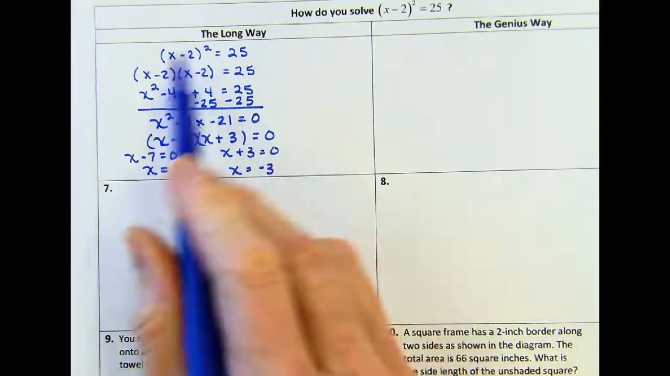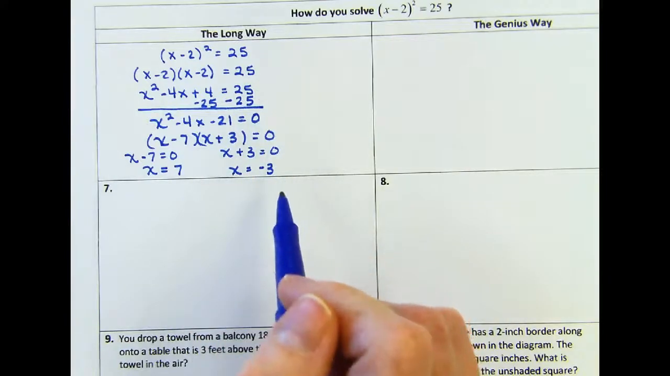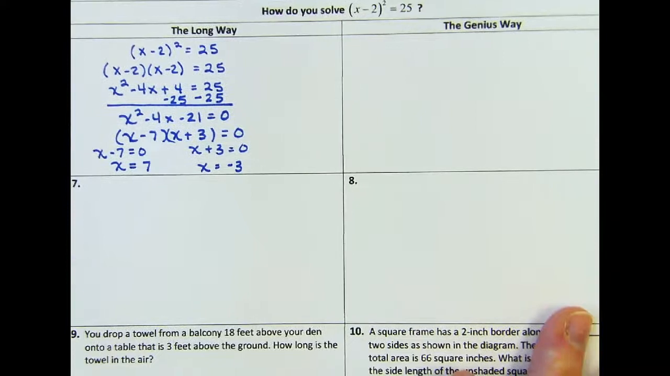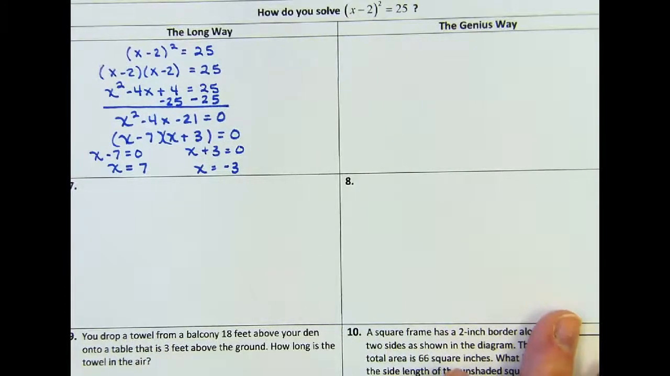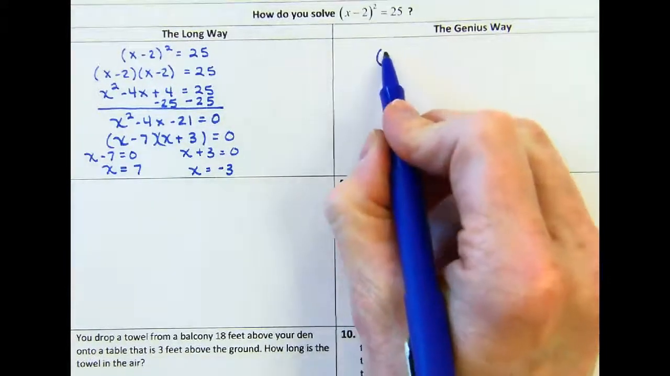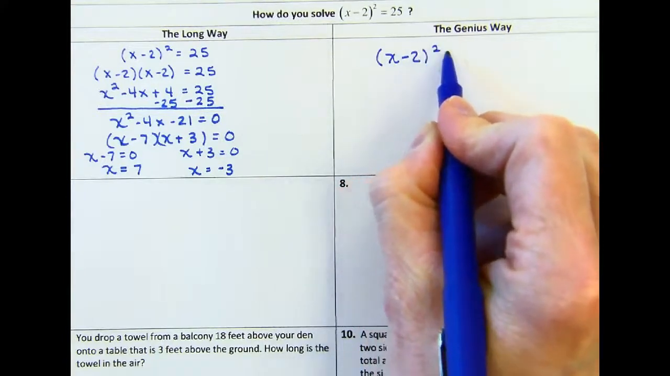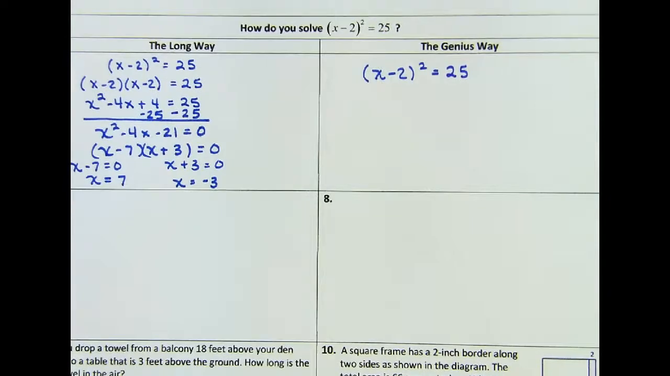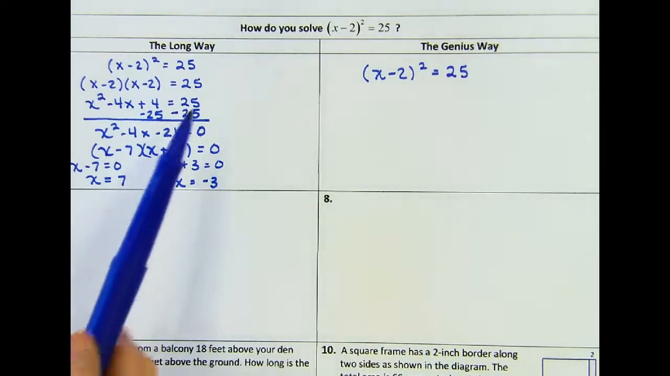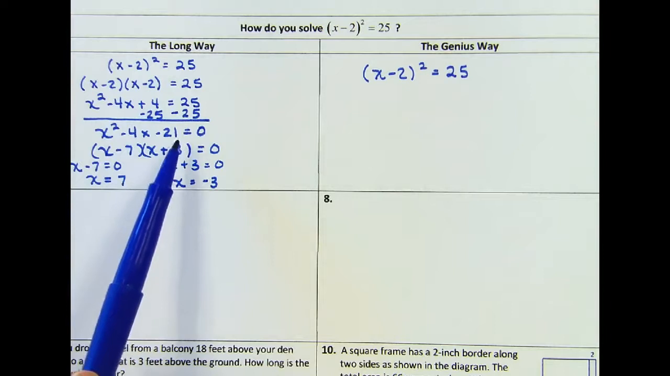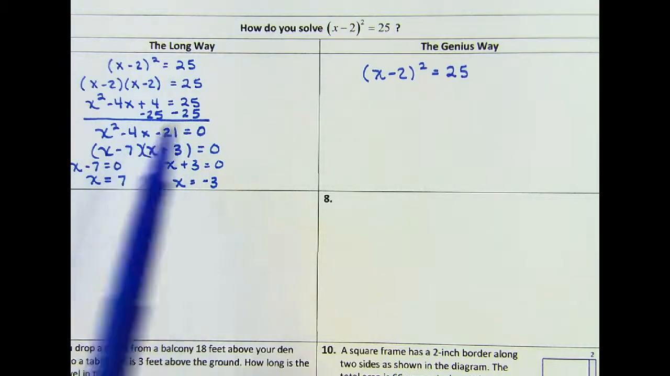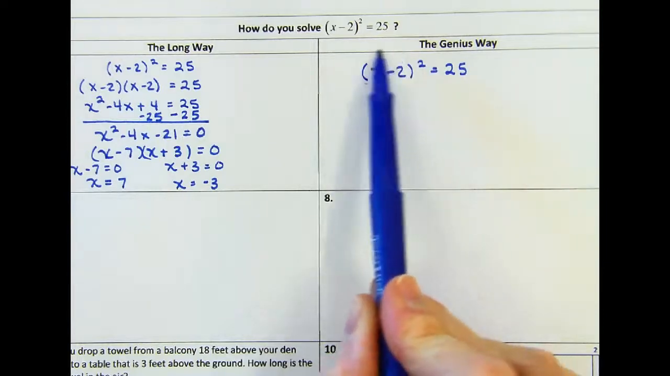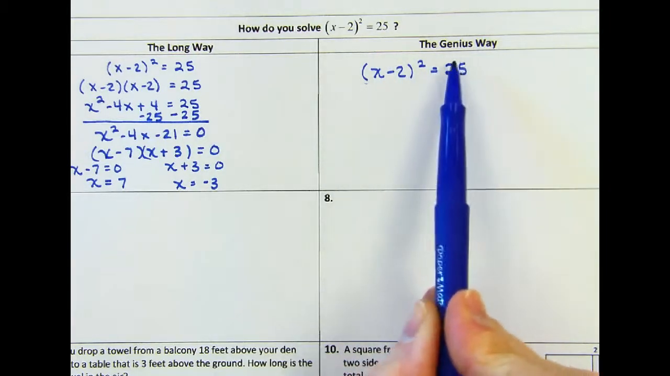Well, that is a lot of work, and there's nothing wrong with that, and I'm pretty confident you all know how to do that. But what if there is a genius way? What if there is a better way to solve this? So if you have x minus 2 squared equals 25, why not use math to your advantage? Over here, we followed a very logical set of mathematical rules. Well, we can do the same thing over here. Notice how this is isolated by itself and 25 is by itself.